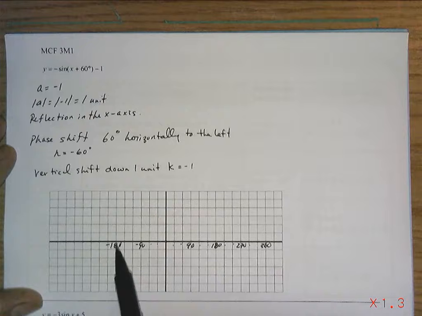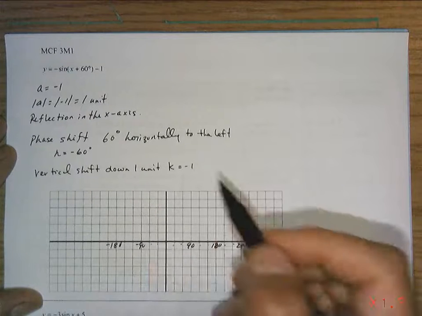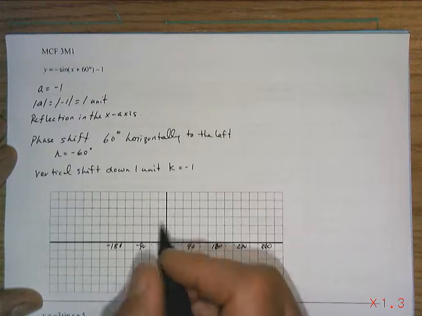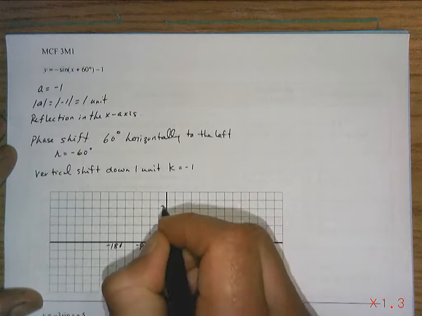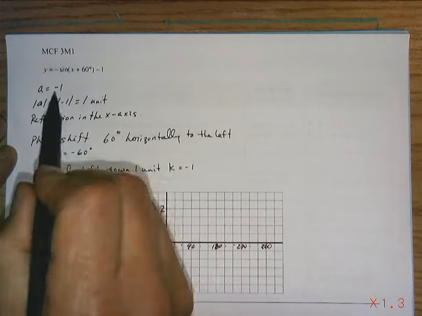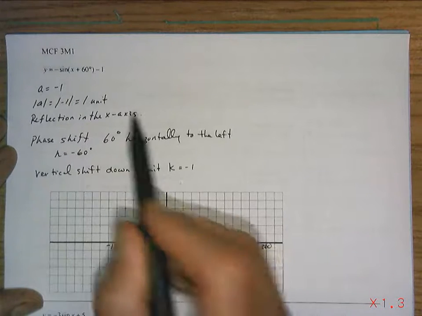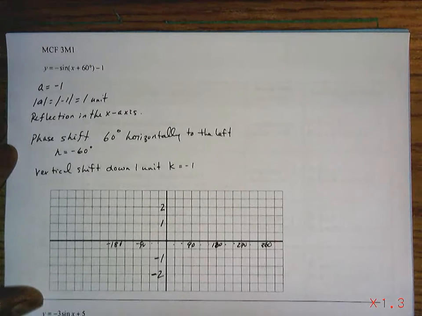So I'm just thinking a little bit ahead here. My amplitude's 1, and I'm going down 1. So it's going to be a pretty short graph. I'm going to make that 1, I'm going to make that -1, I'm going to make that 2, I'm going to make that -2. And I did that because I know that my amplitude is 1, but I also know that I'm going to be moving down 1. So I'm going to have to be able to get to -2.